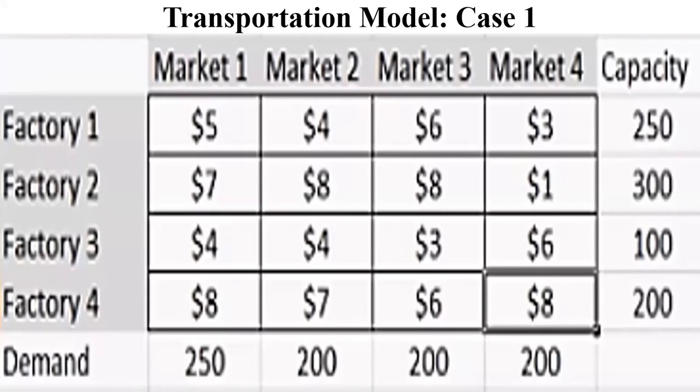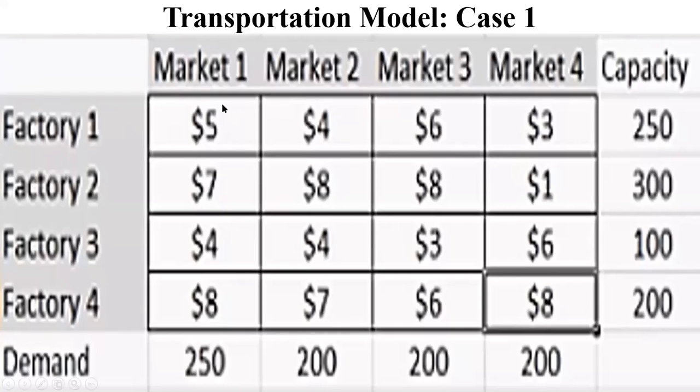From this case study, can you please tell me what the decision variable is? Anybody? What is the decision variable? Unit, sir. X1. Yeah, so unit. Normally for units we use the decision variable with which symbol? X1.